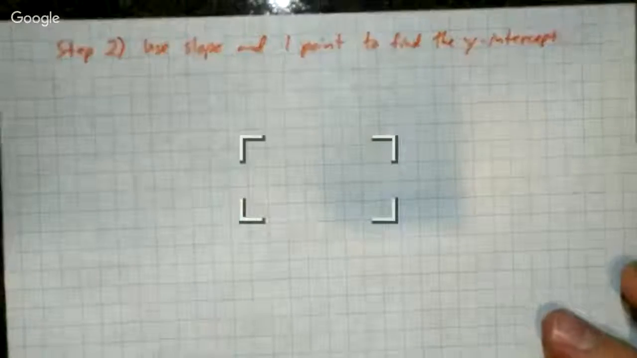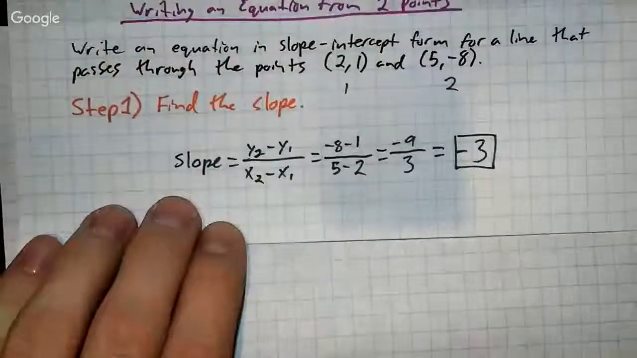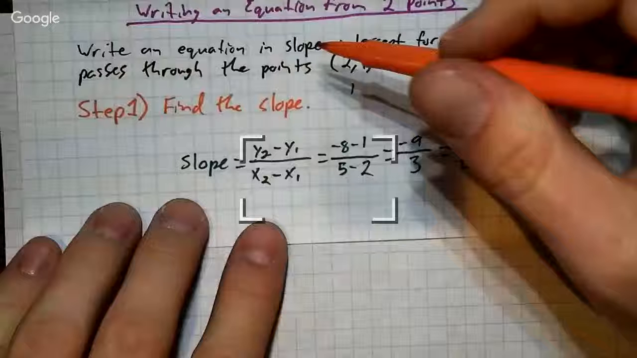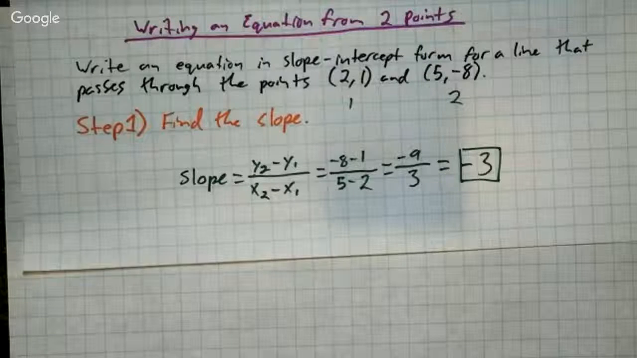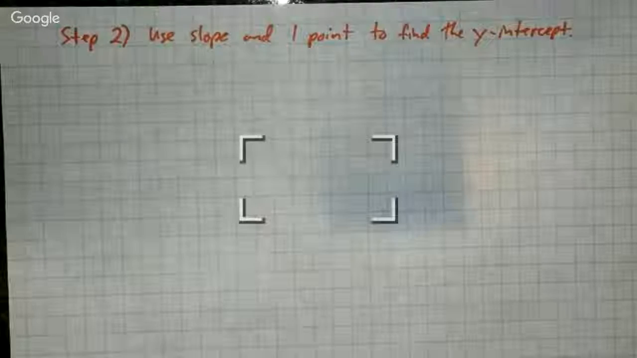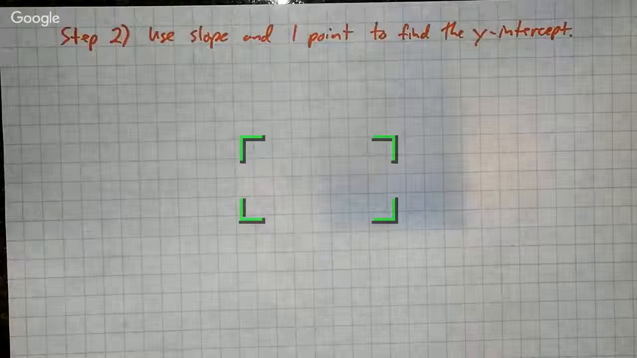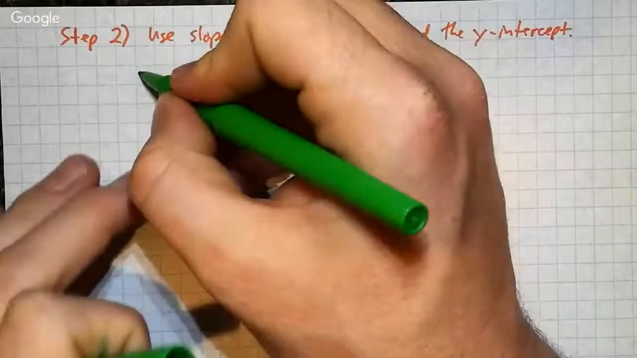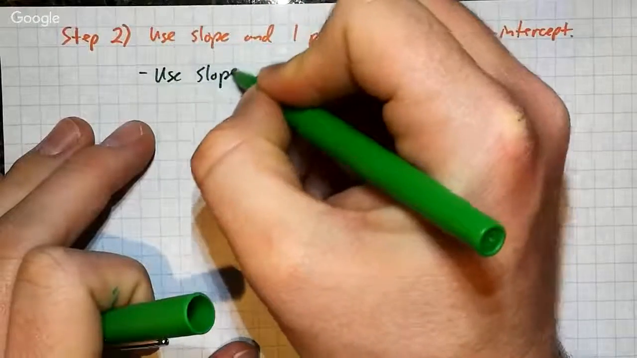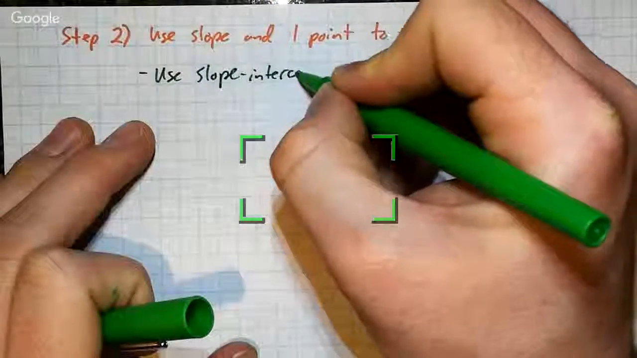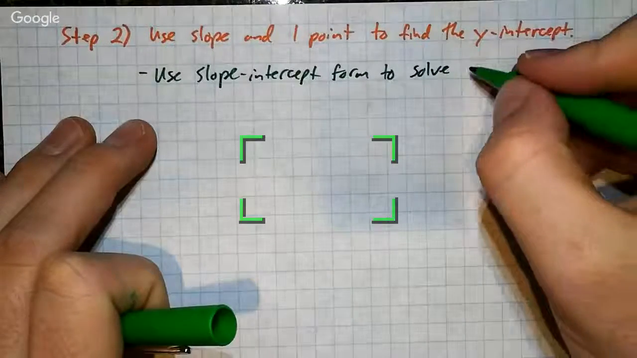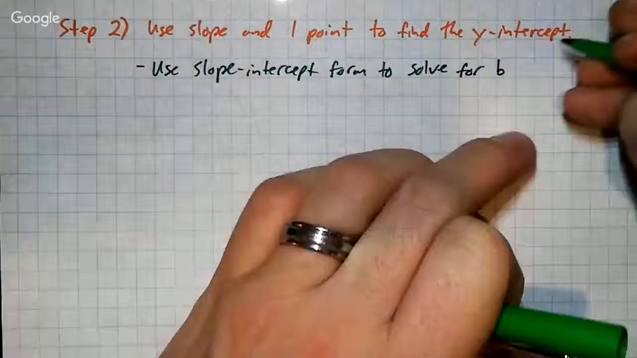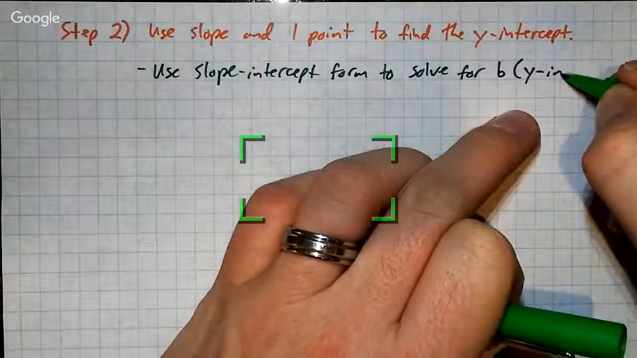So think about all the different pieces of information we have, and I'll actually go back to this so we can see it for a second. We have 2 different points, and now we have the slope, meaning the only thing we're missing is the y-intercept, meaning we can fill in everything and solve for the y-intercept. So let's do that. We're going to use the slope-intercept form to solve for b, because b in our slope-intercept form is the y-intercept.